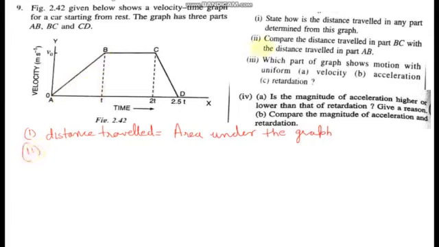Next part of the question is compare the distance travelled in the part BC with the distance travelled in the part AB. कंपेयर करने का मतलब है we have to find the ratio. So whenever the word compare is written, that means you have to find the ratio. What is the distance traveled in the part BC? BC is this part, isn't it? BC is this part. We have to find the area that is covered. What is the distance traveled?